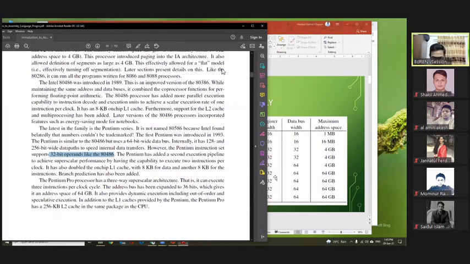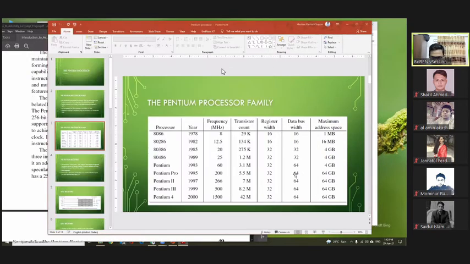Look at the Pentium Pro, this one. If they are all 32-bit microprocessors, how come they have 64 gigabytes of address space? Remember, these are not address space, these are data. All of them are 32-bit from here. Then how come they support 64? The answer is the address bus has been expanded to 36 bits.